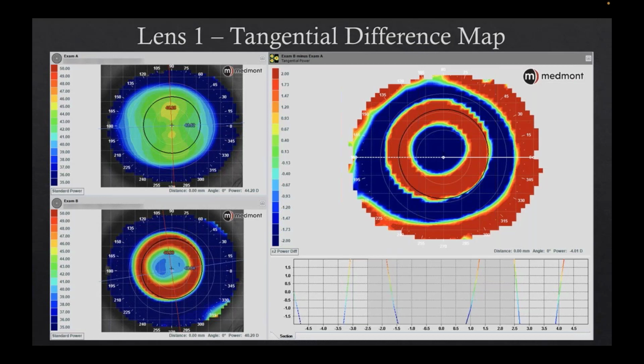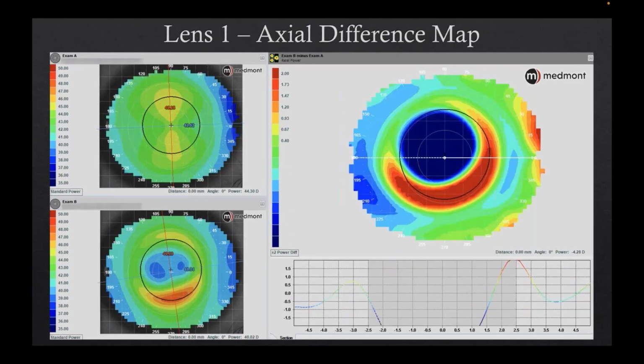So we know we got good centration. We know the lens was fitting decently. But if you look down to the lower right under the difference map, you'll notice that the power is only reading -4. So we were looking to decrease this by more like 5 with almost 3 diopters of SIL. So we can see that we're undercorrecting here a little bit.